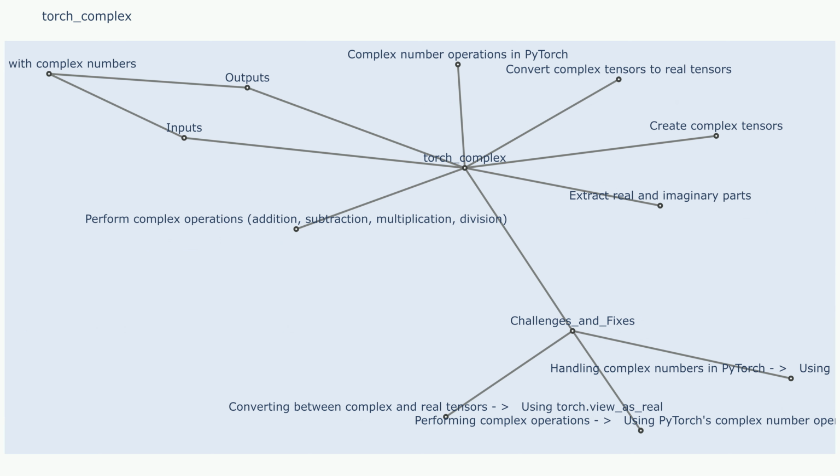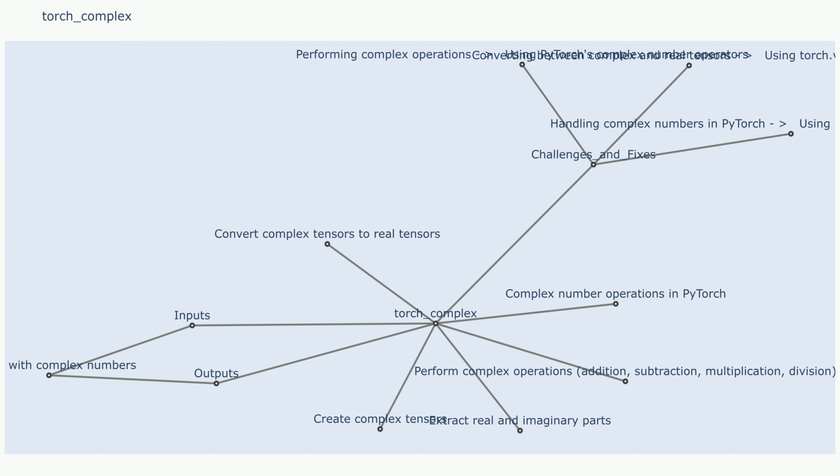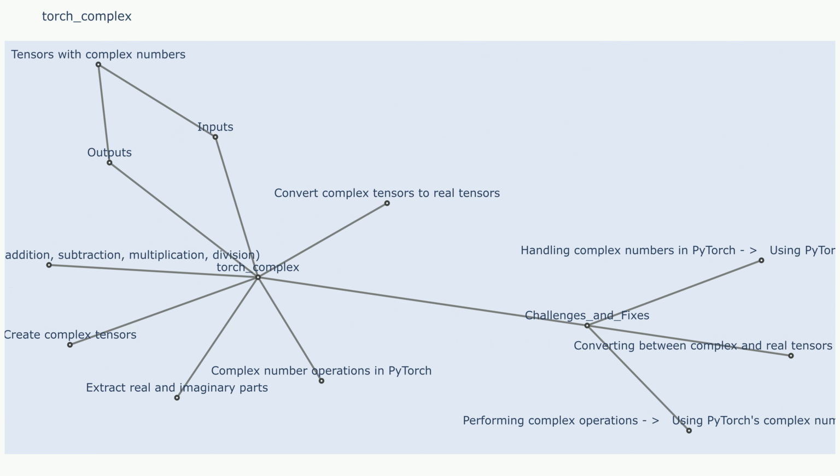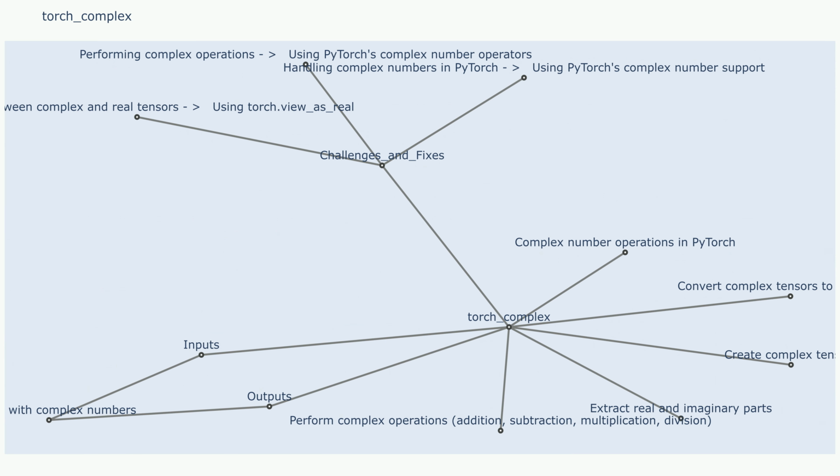Inputs. Input 1: real. A real tensor representing the real part of the complex tensor. Input 2: imag. A real tensor representing the imaginary part of the complex tensor. Outputs. Output 1: a complex tensor containing the real and imaginary parts provided as input.